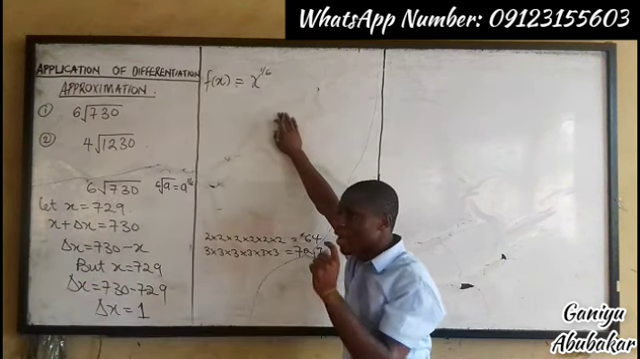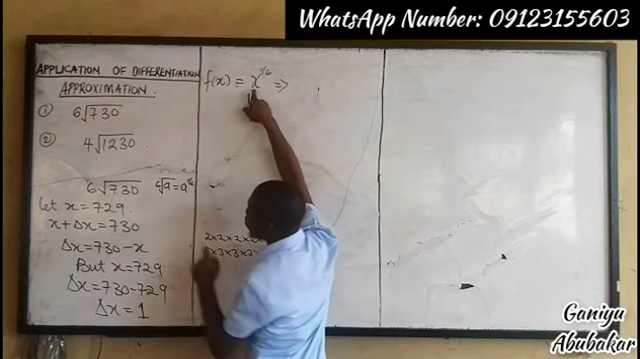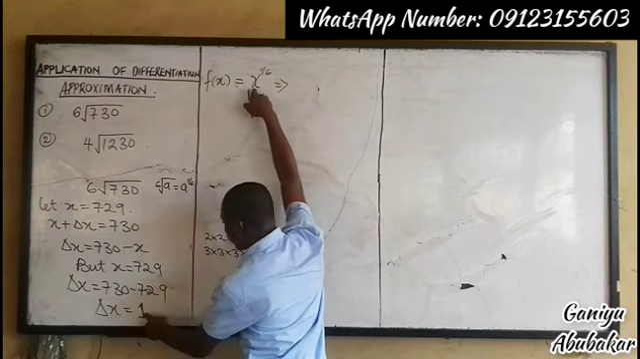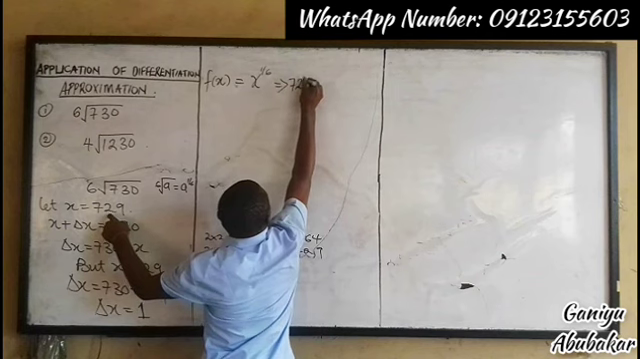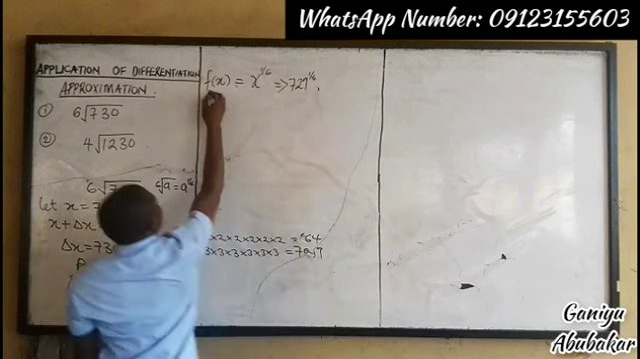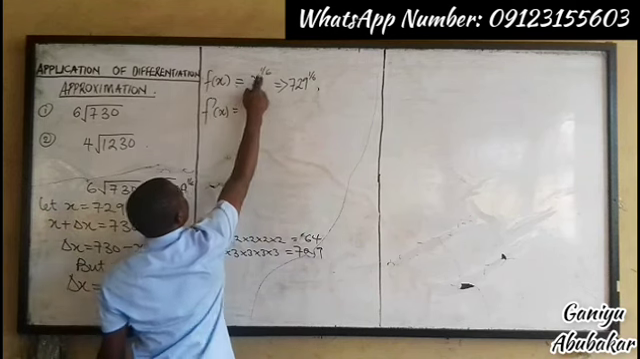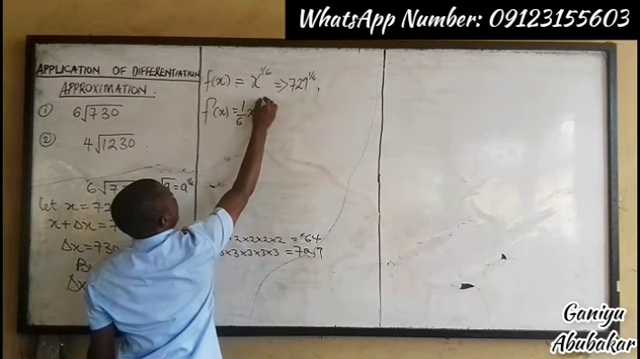Right? So now, what's my x value? X is 729, to the power 1 over 6. The same thing. So to get f prime of x, I will differentiate this. Differentiate x to the power 1 over 6, I will have 1 over 6 x to the power 1 over 6 minus 1.